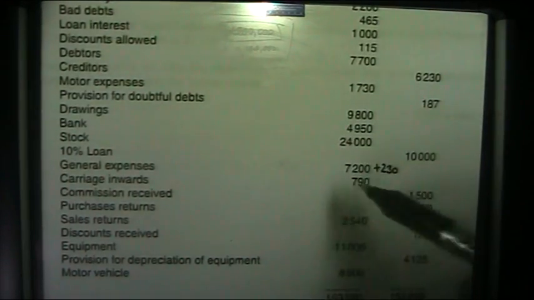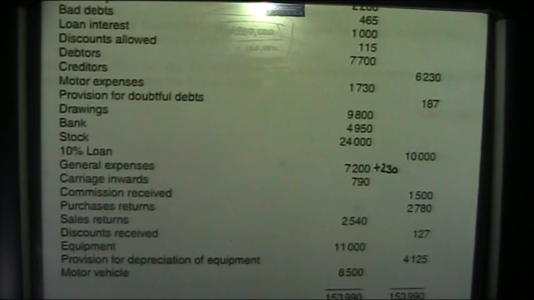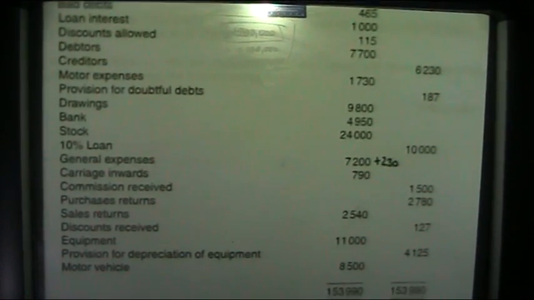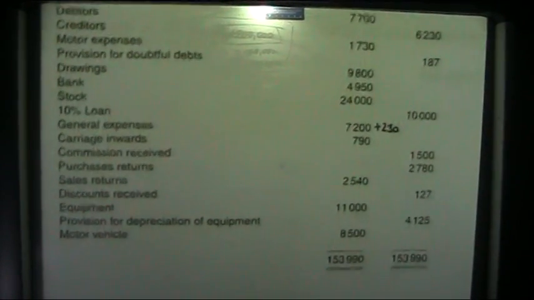Now remember, if you mess around with your trial balance, obviously you've got to make it balance because your debits must always equal your credits. So what I need now is another adjustment, and of course it's an accrued general expenses.